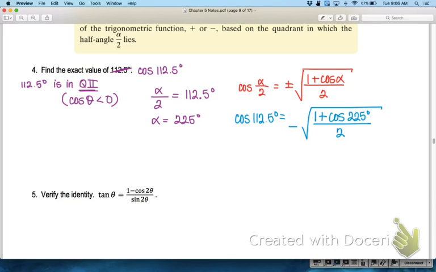225, what would its reference angle be? 45, that's right. So a 45-degree angle. The cosine of 45 is square root of 2 over 2. But which quadrant has 225? 3. And is the cosine positive or negative in quadrant 3? Negative. So we want negative square root of 2 over 2. So we get negative square root of 1 minus the square root of 2 over 2, all over 2.